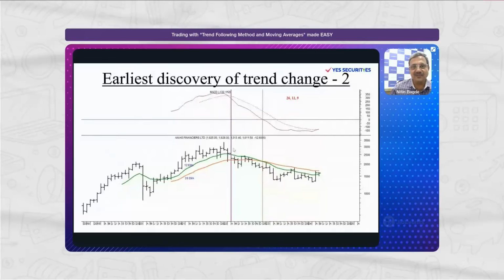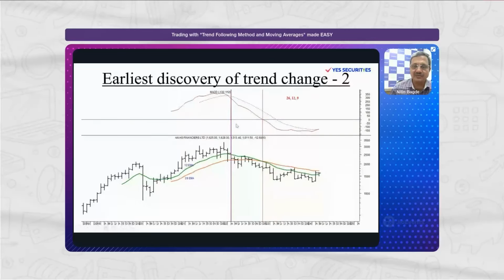MACD is nothing but a moving average convergence and divergence. Generally every charting software includes this tool. The standard figures are 26, 12, and 9. 26 is the larger moving average, 12 is the shorter moving average, and there is the difference of these two moving averages. Again, there is another 9 moving average that we put on the difference line. So the red line is the difference of 26 and 12, and this line is the 9 moving average on it.